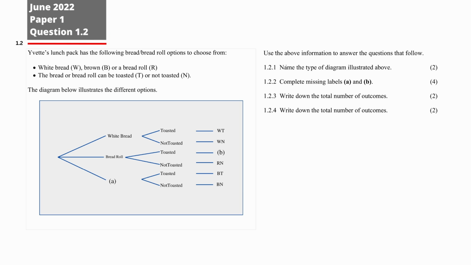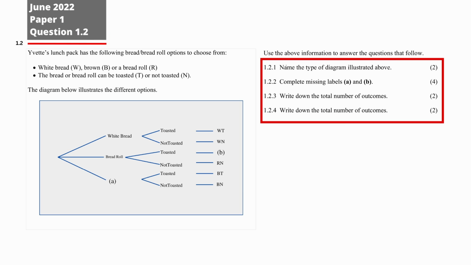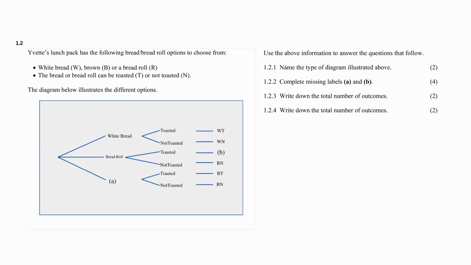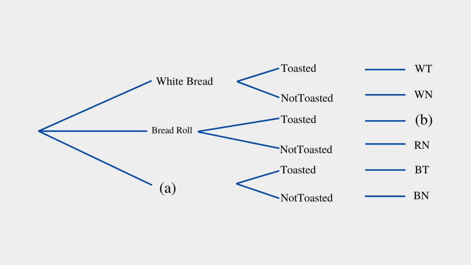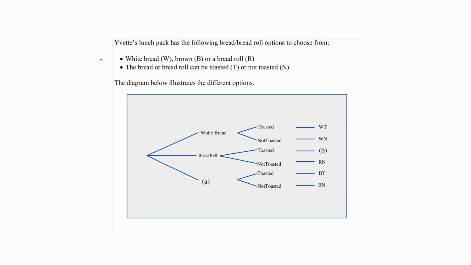Question 1.2 consists of 4 probability questions that were designed to assess your understanding of probability in the context of diagrams. You are given a tree diagram with 3 options: white bread, brown bread, or bread roll. The bread or roll can be toasted or not toasted.